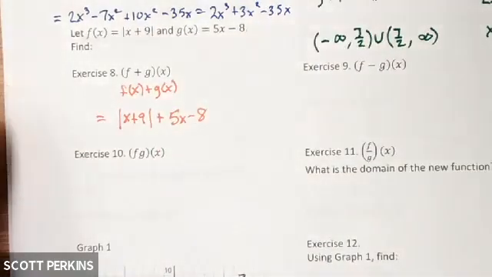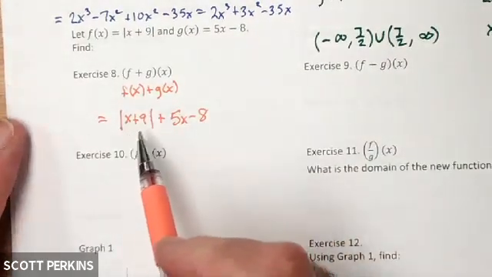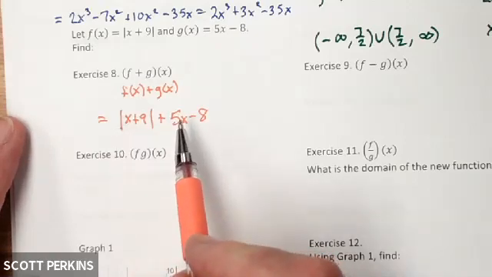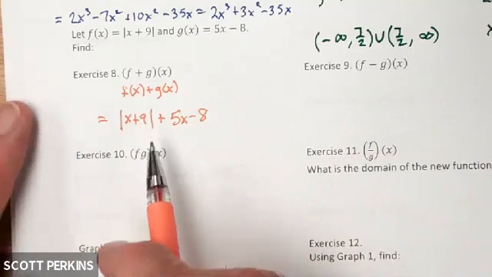And then here's the thing. This x plus 9 is an absolute value. I can't add the x and the 5x. That's outside the absolute value. I'm done. Okay, there's no simplifying that I can do on that problem.